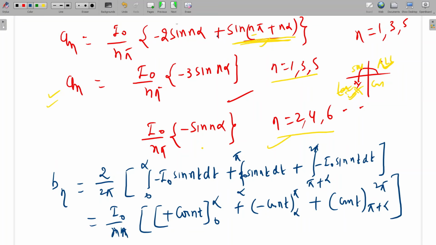Okay. Further we can simplify this. It will be I naught upon n pi, cos 0 will be always 1, so cos n alpha, what will be the value here? It will be minus, so cos n alpha minus 1. Okay. This will be cos n pi, so minus cos n pi plus cos n alpha. Okay, and this will be plus cos 2n pi minus cos of n pi plus n alpha.